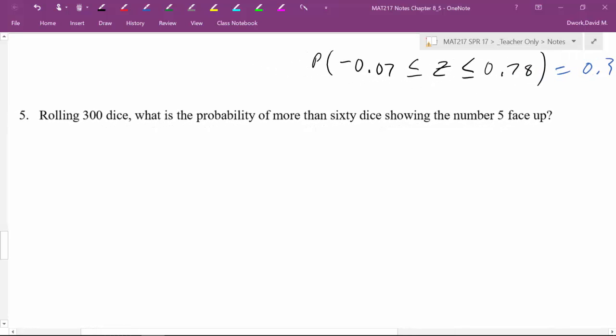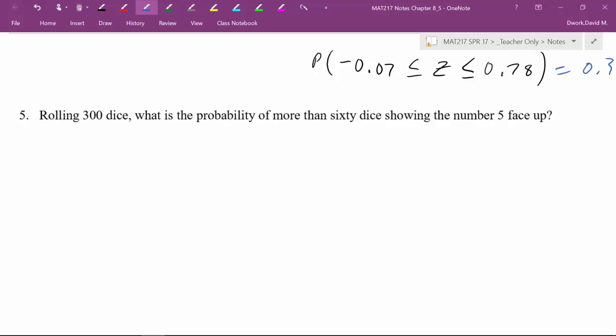So you try this one. Rolling 300 dice. What is the probability of getting more than 60 dice showing the number 5 face up? More than 60 dice. All right. You can give it a shot, or maybe this one you're going to say, no, I don't want to do this one by myself. That's okay.